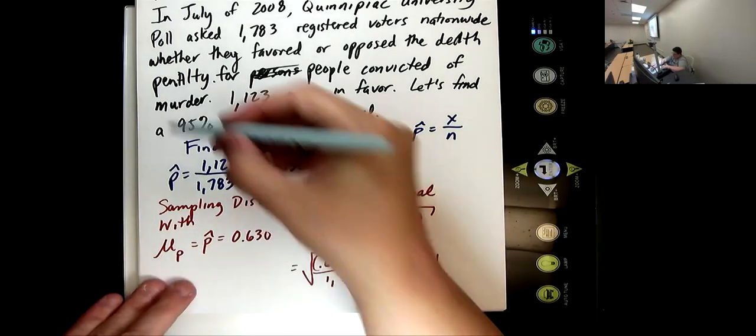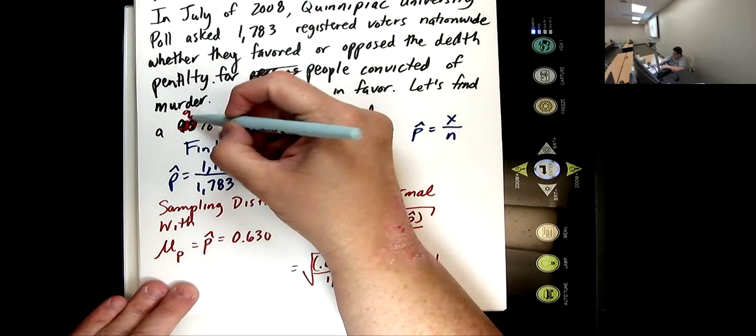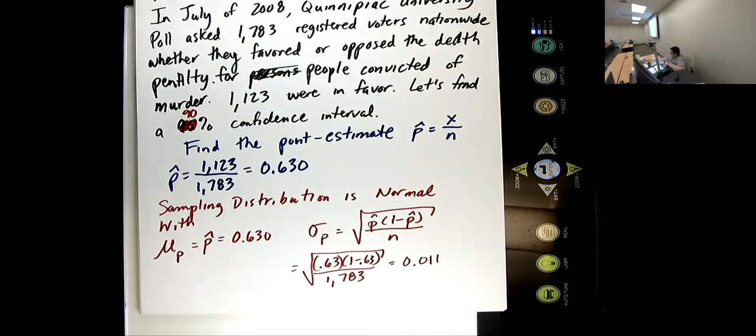Let's make it a 90% confidence interval. Let's change it up a little bit. Give me a second to write all that down.